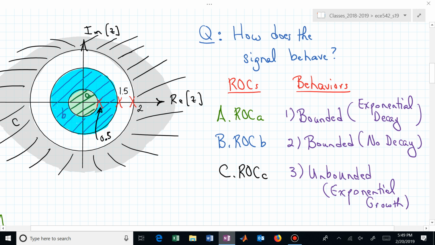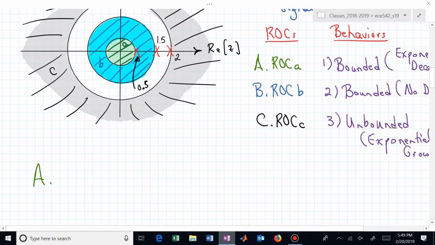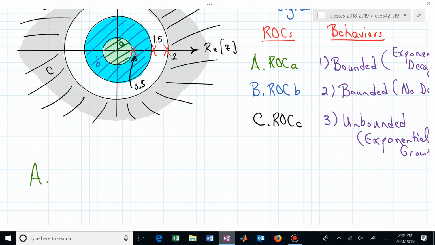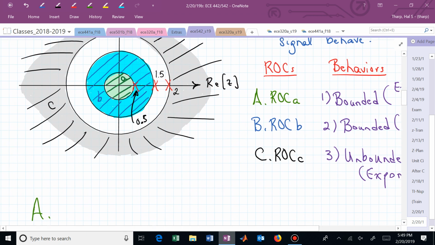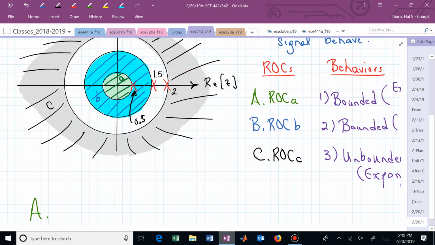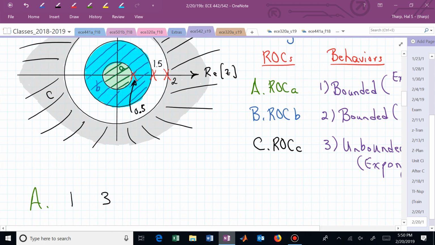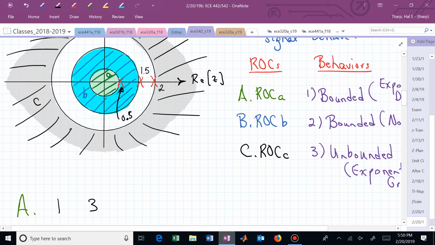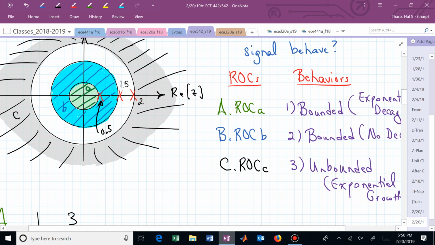Everybody have an answer? All right, for region of convergence A, count of 3, 1, 2, 3. I see a few 1s, mostly 3s. Talk to your friends and figure out which one it is. Is it 1 or is it 3? If you're playing along at home, try to convince yourself by an argument why you said the answer that you did.